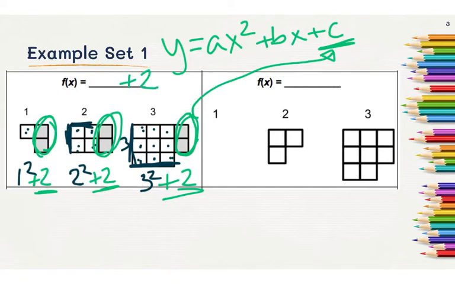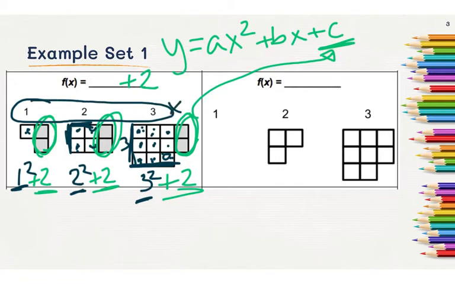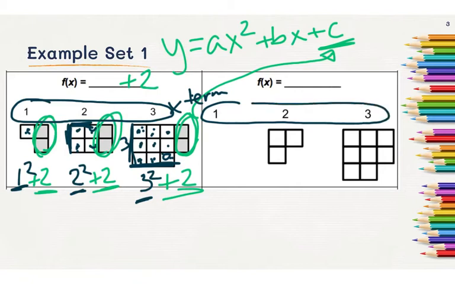Now, I look at the square terms. I've got 1 squared, which gives me 1 box. 2 squared, which gives me 1, 2, 3, 4 boxes, and 3 squared, which gives me 1, 2, 3, 4, 5, 6, 7, 8, 9. The important thing to do now is to connect it to the x terms. Now, what are the x terms? The x terms are always going to be your term number. So my x terms are always going to be this top row. Right? And that's the same for these guys too.